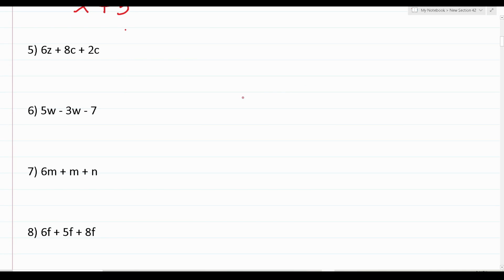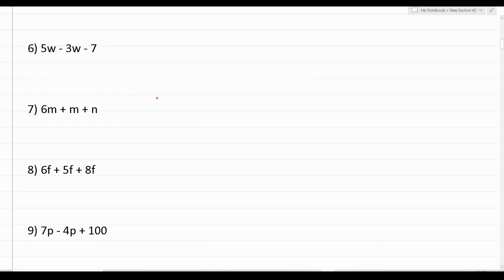Let's move on to number 5. We have 6z plus 8c plus 2c. Again, according to the definition, for these to be like terms, they have to have the same letter variable and be raised to the same power. So we have letter variable z here raised to the first power, letter variable c raised to the first power, letter variable c raised to the first power. So whereas 8c and 2c are like terms, 6z isn't. So again, when we have like terms, we can add and subtract those terms. So in this case, we can do 8c plus 2c, which is 10c, plus 6z. And again, we couldn't add 6z to 10c because it's not a like term.